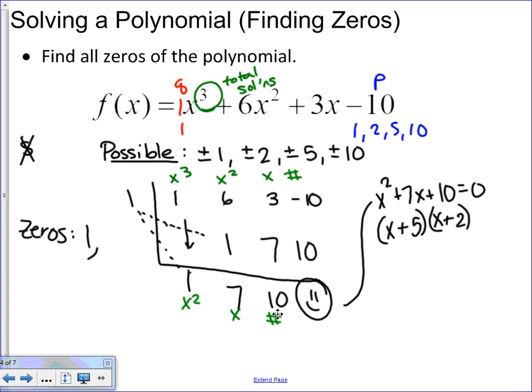And remember, you can check your factoring by checking your outside. This is 2x. And check your inside term, that's 5x. And sure enough, that adds to make 7x. So then set your factors equal to 0. And I have 2 solutions, -5 and -2.